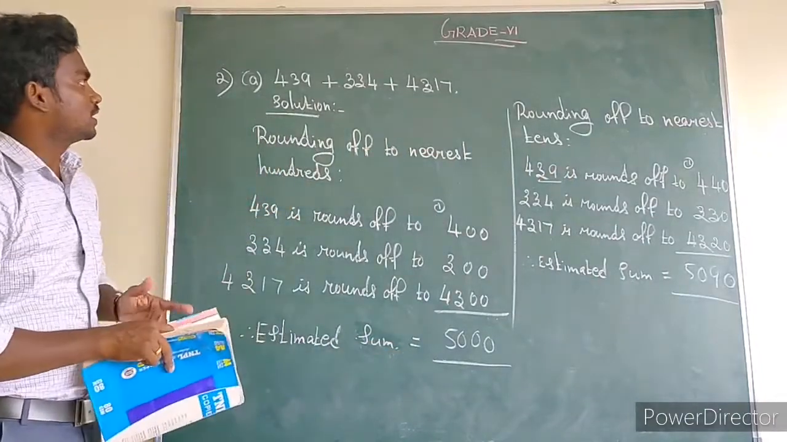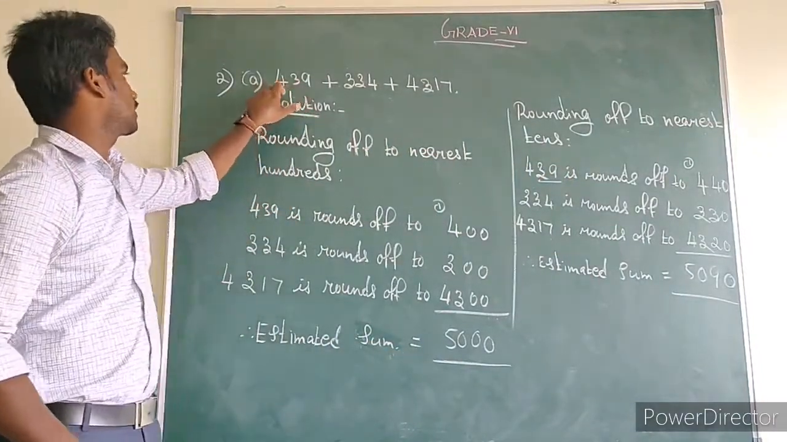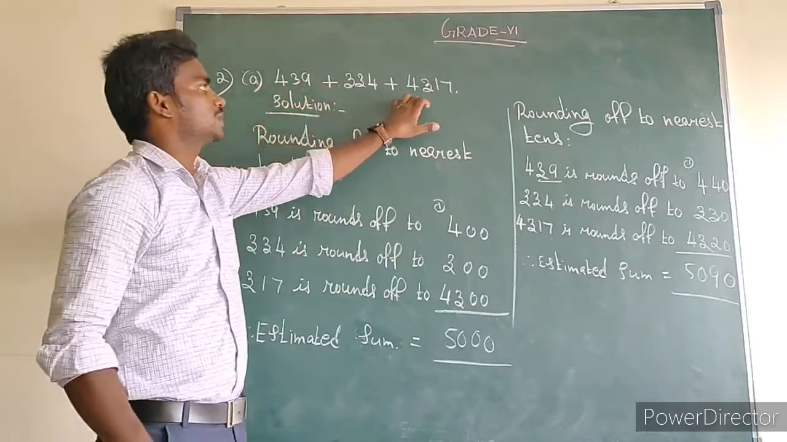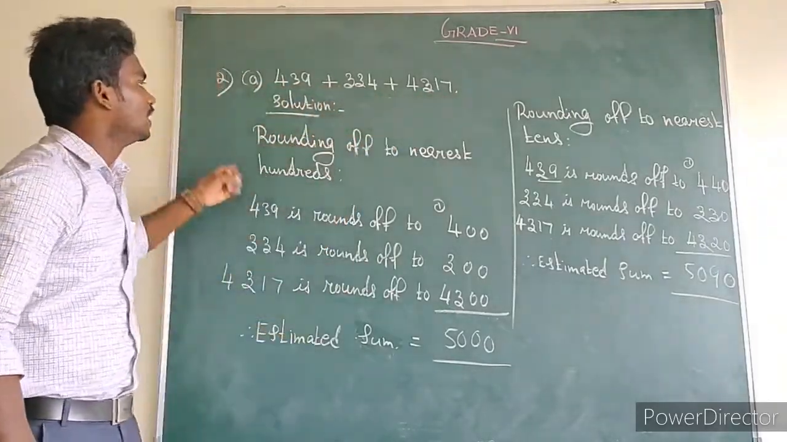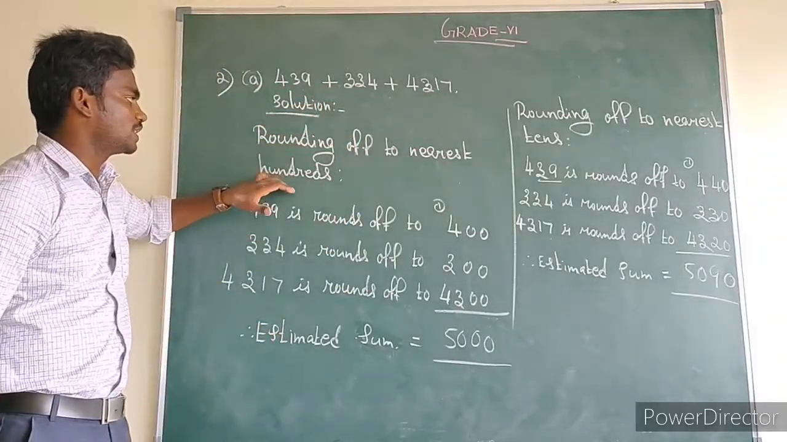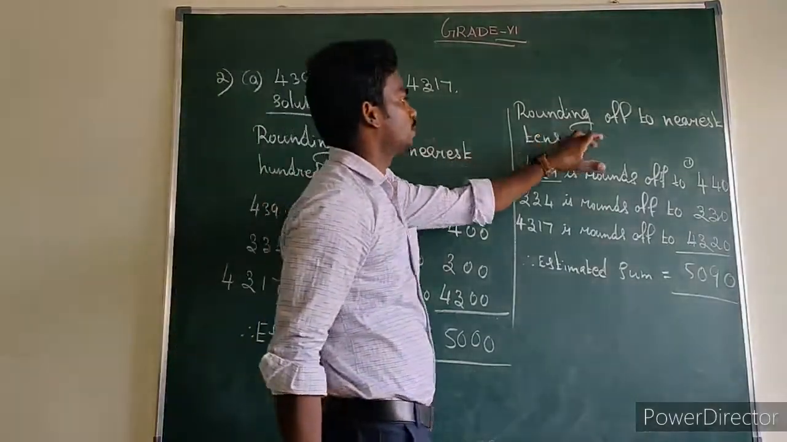See how to find this value. 439 plus 334 plus 4,317 is given. We want to find the estimate by rounding to the nearest hundreds and to the nearest tens.